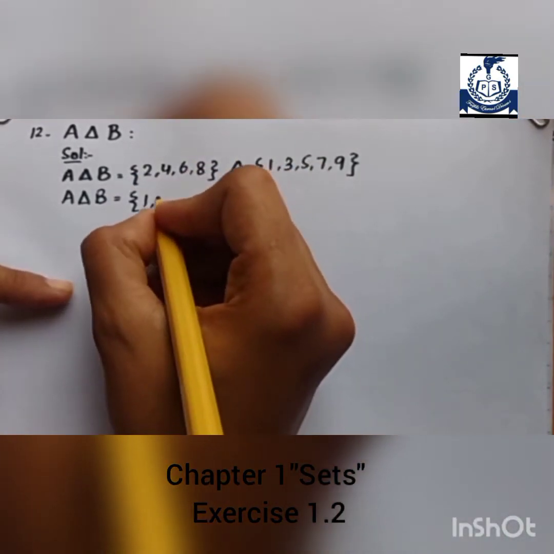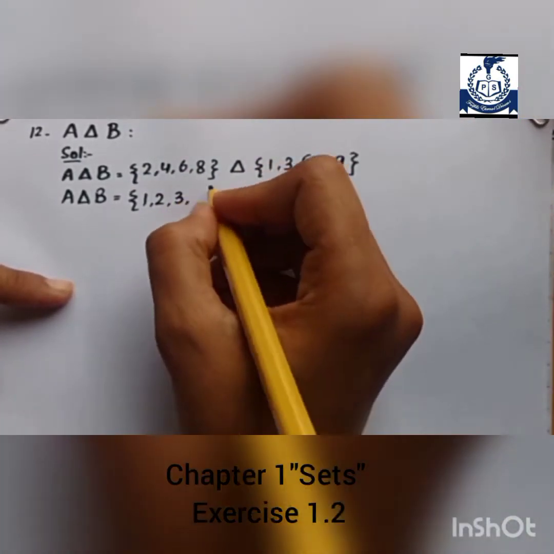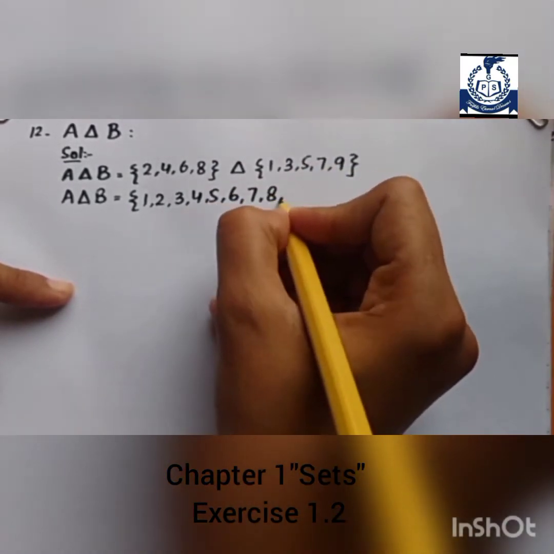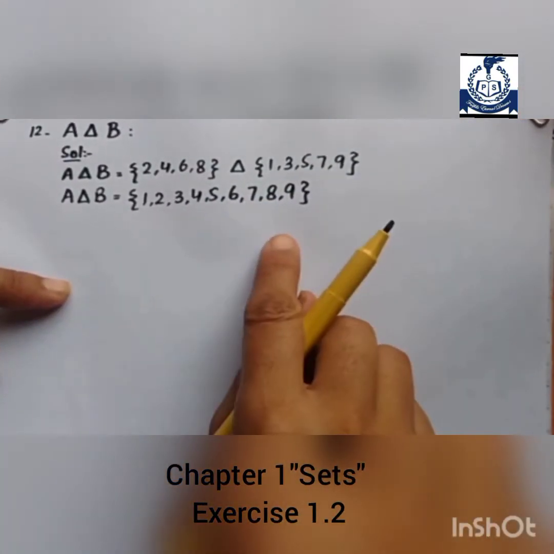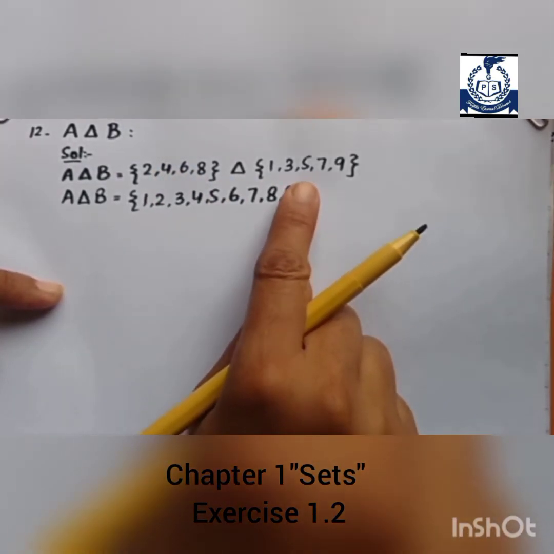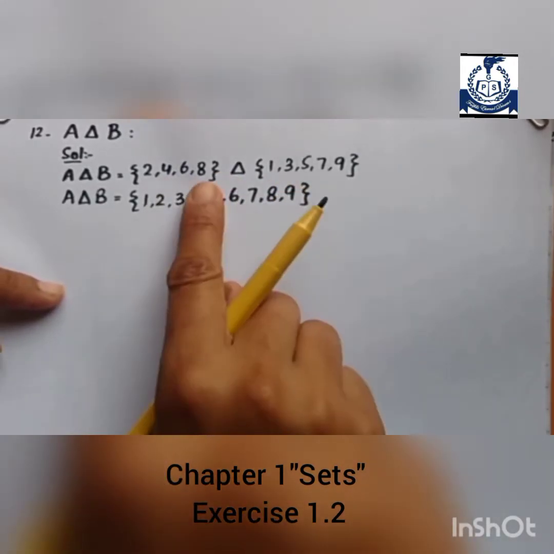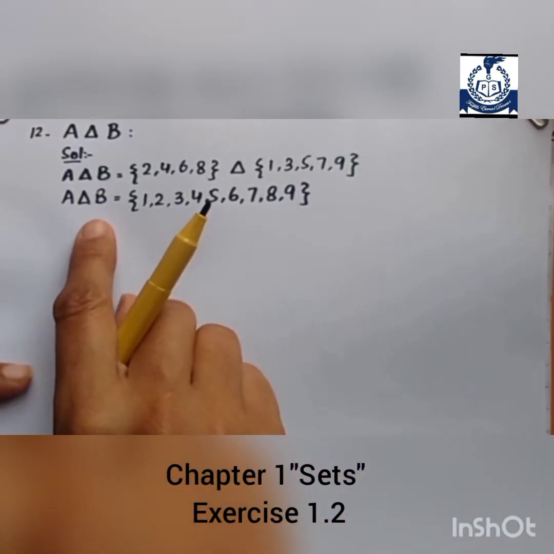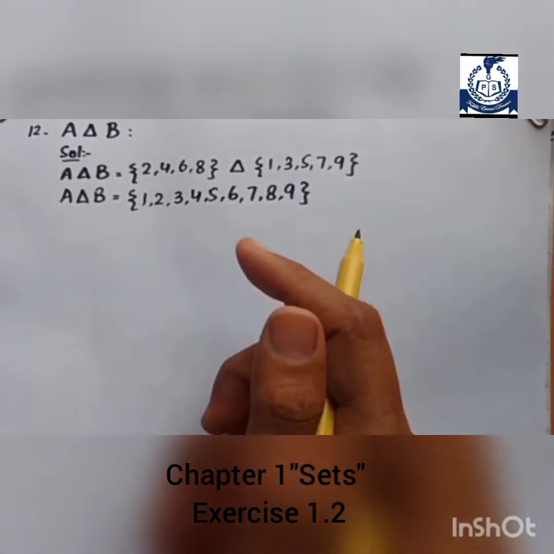So we write the elements of both sets in arrangement form: 1, 2, 3, 4, 5, 6, 7, 8, 9. So A delta B is equal to 1, 2, 3, 4, 5, 6, 7, 8, 9. Set A and set B: there is no common element between set A and set B. So we write the elements of set A and B in an arrangement form.